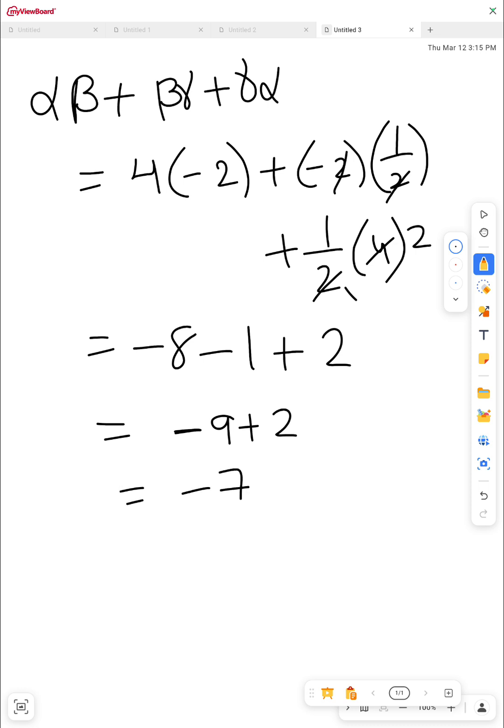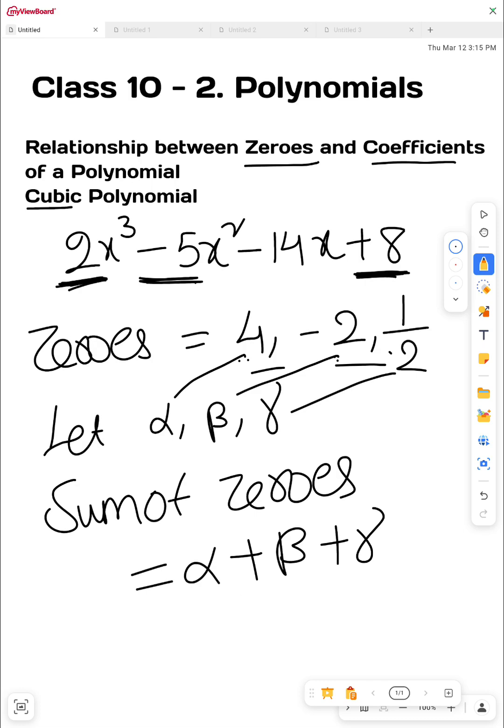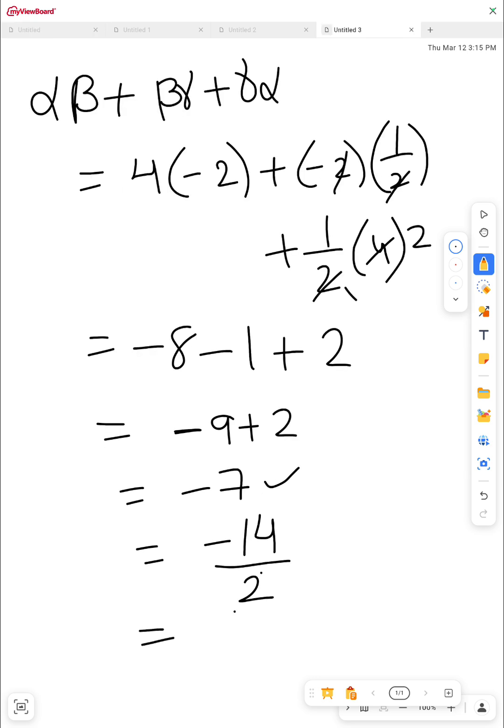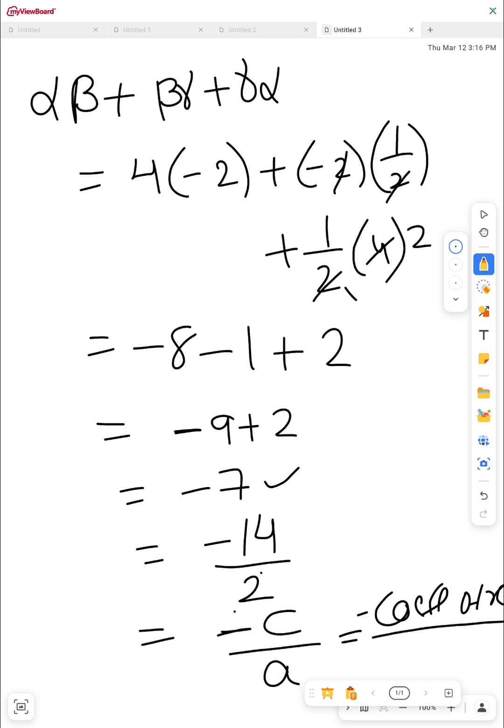How can we write this? We can write this in the form minus 14 divided by 2, which is 2 1s are 2, 2 7s are 14. It will give the same answer as minus 7. So here, what is 14? Here minus 14 is the coefficient of x and 2 is the coefficient of x cube. So here it will be c by a, which is the coefficient of x divided by the coefficient of x cube.